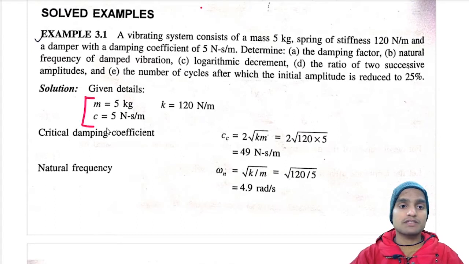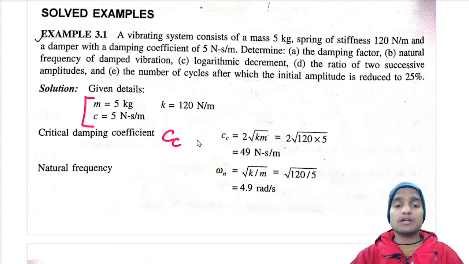The m value is given, c and k values are given, and we can very easily calculate the critical damping coefficient Cc. Cc is equal to 2 into root under km, or 2m omega. So 2 into root under 120 into 5 will give us the value of Cc, which is equal to 49 Newton second per meter.